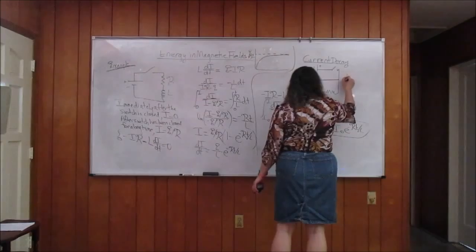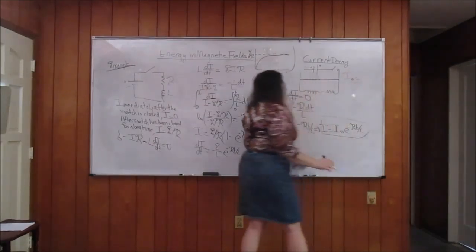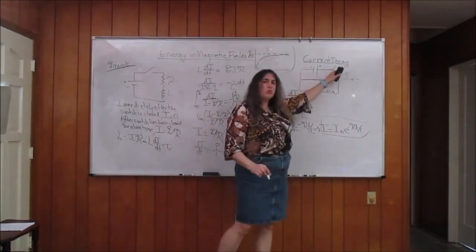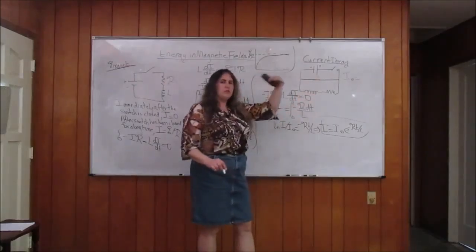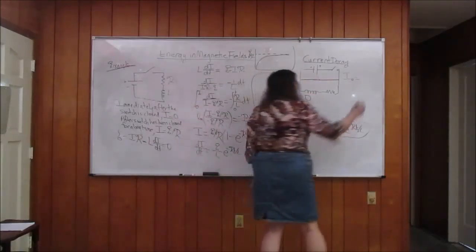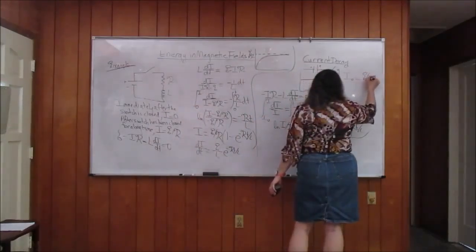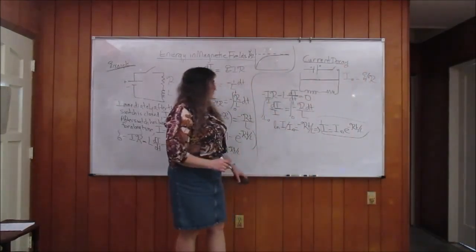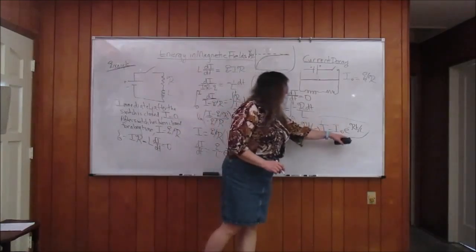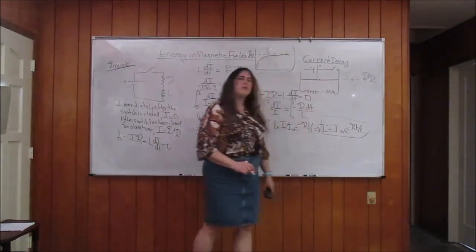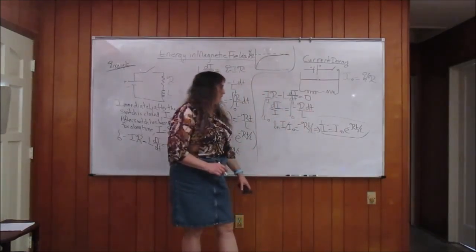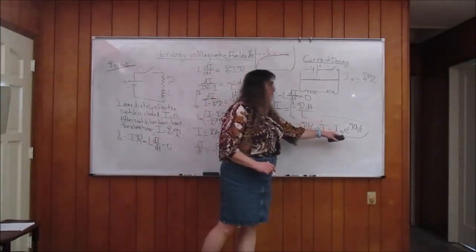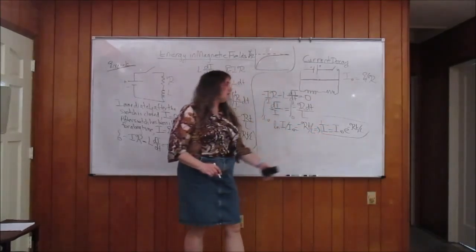Well, what's I naught equal to? Well, that's after, say, this switch was closed and this one's open. It was hooked up for a very, very long time. So basically, the current that flows was just equal to the EMF provided by the battery over the resistance of the resistor. So at time equals 0, the amount of current that flows is going to be equal to I naught. After an infinite amount of time, the amount of current that flows is equal to 0.